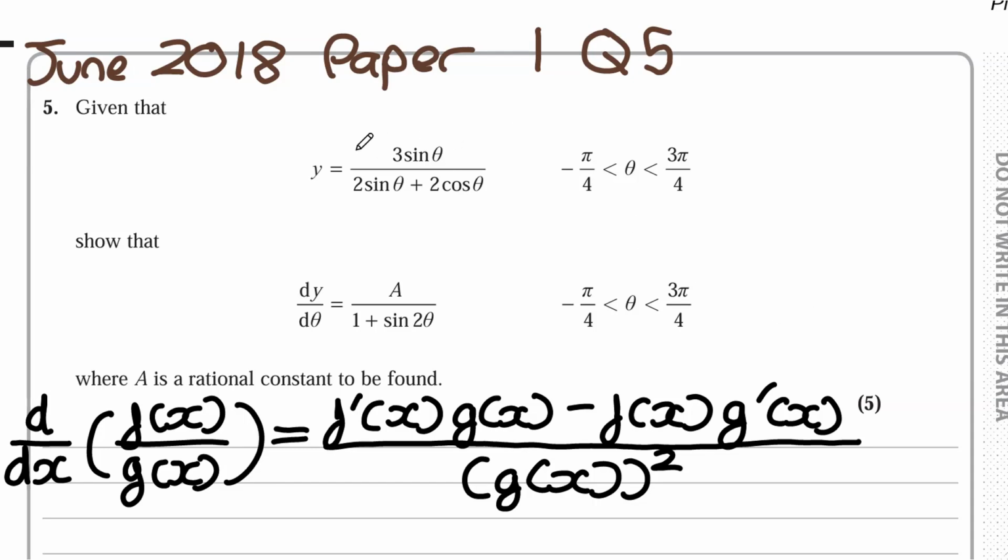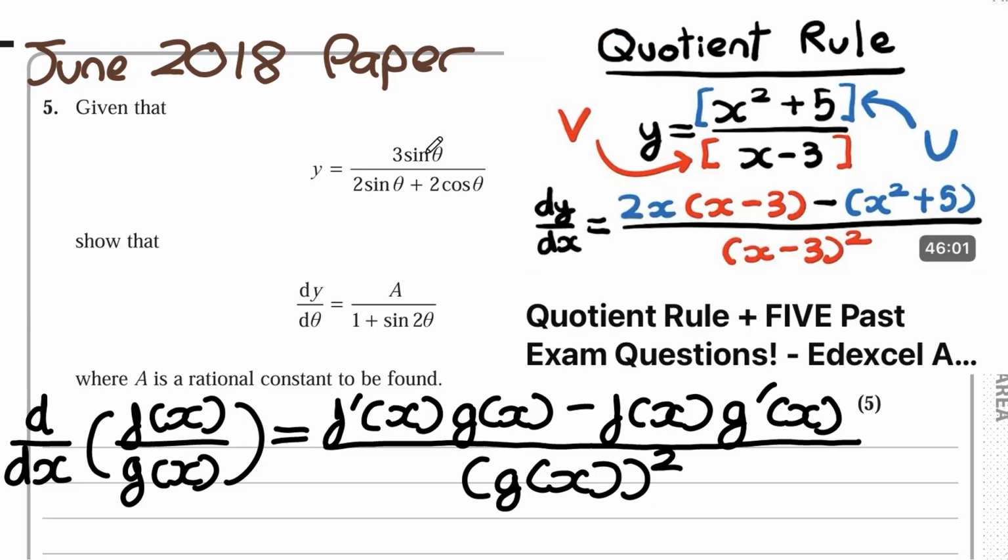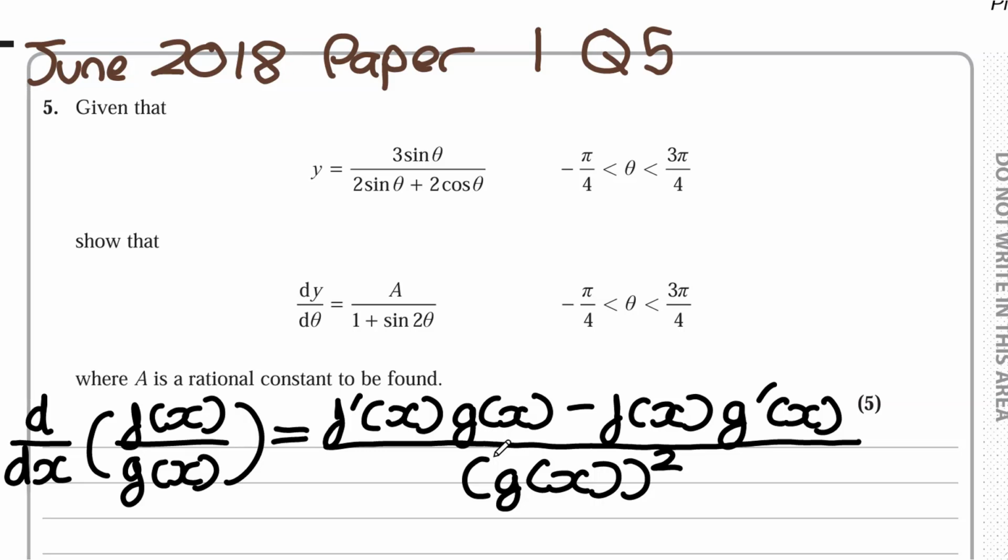Now, as we have to differentiate this function here, and this is a fraction, we need to use the quotient rule. I've given you the formula for the quotient rule here because this is given to you in the formula booklet, so you'll have access to it in the exam. So we're differentiating this f of x over g of x.